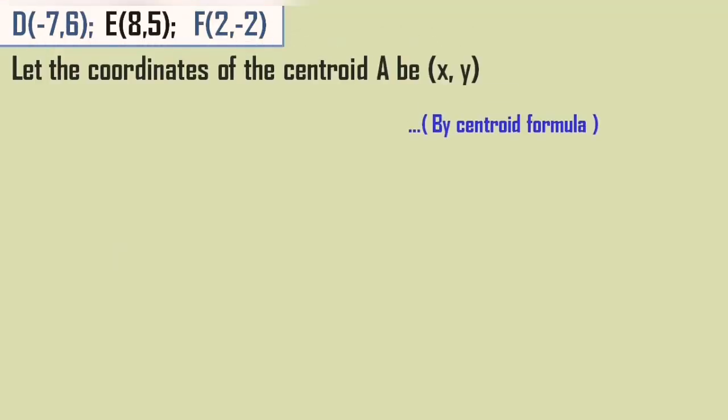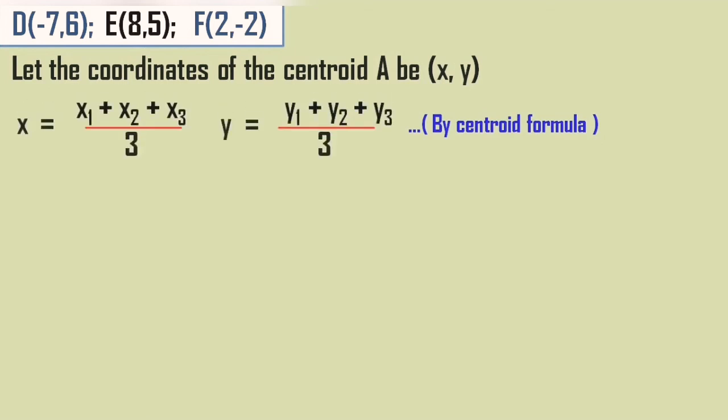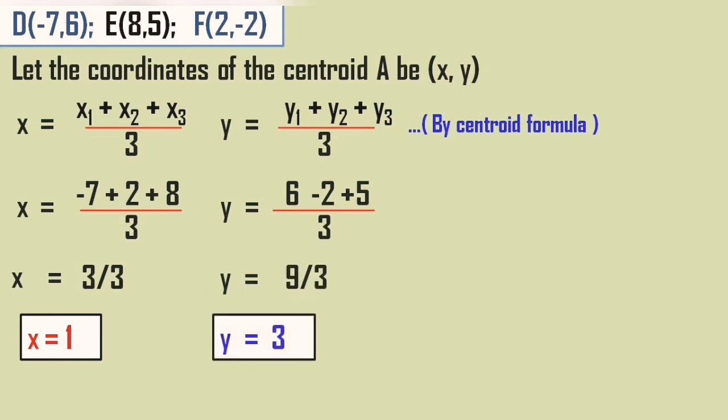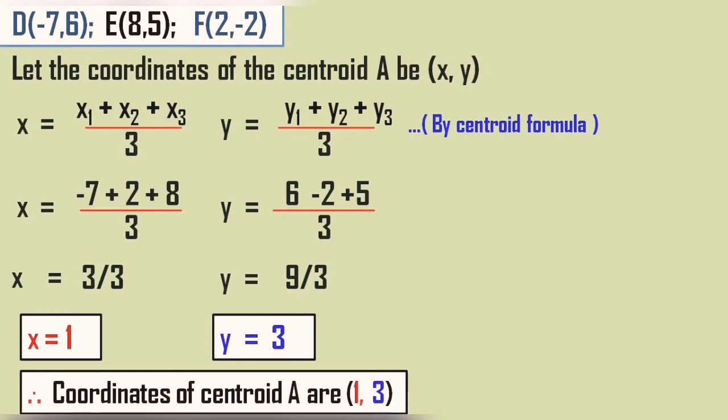So first of all, let the coordinates be x and y. Now by using the centroid formula, we know we have to add all the x coordinates of points D, E, F, that is minus 7 plus 2 plus 8, and divide them by 3. We get the answer x equal to 1. Similarly, to find the y coordinate, I'm going to add all the y coordinates of the points given and then divide them by 3. As a result, we get 9 upon 3, resulting in the answer 3. And so we can say the coordinates of centroid A are nothing but 1 and 3.